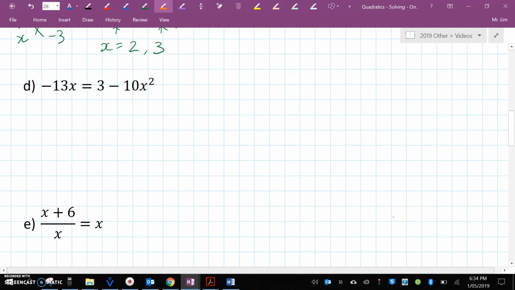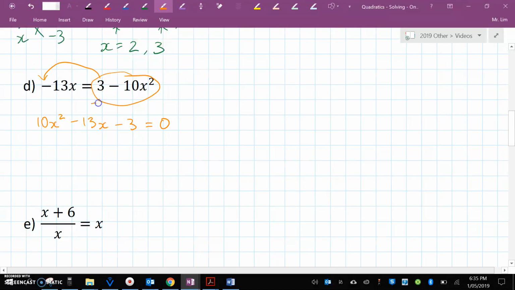Okay, in question D, we have minus 13x equals 3 minus 10x squared. Number 1, is x squared positive? No, it's not because of that minus sign. That means we need to make x squared positive by moving this entire side to the left-hand side. That kills two birds with one stone. That gets x squared positive, and it makes the right-hand side equal to 0. So let's rewrite this as 10x squared minus 13x minus 3 is equal to 0.